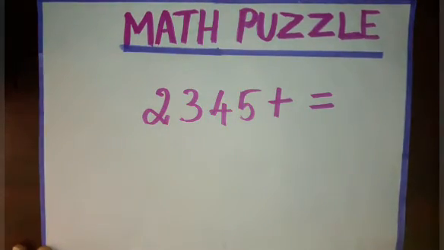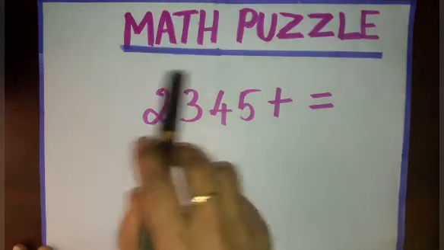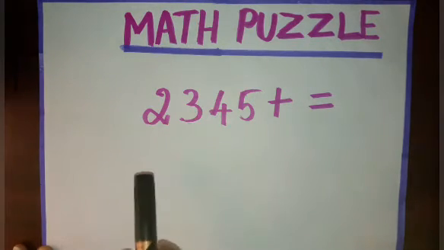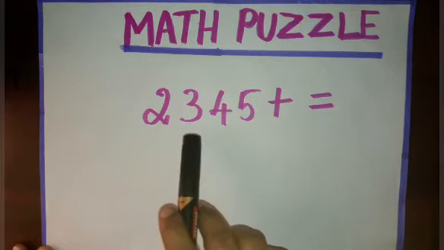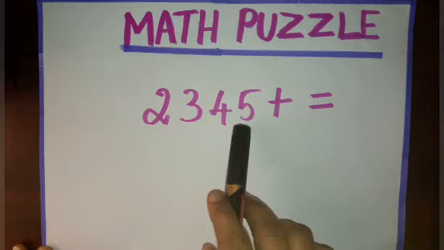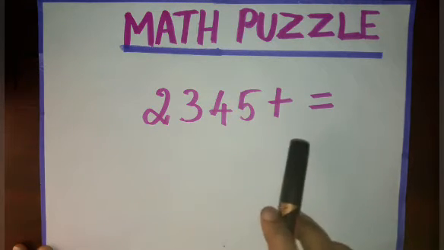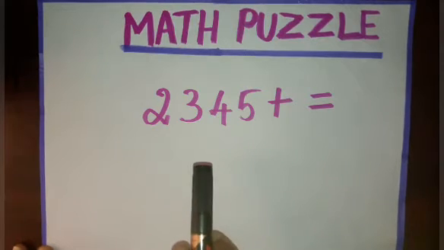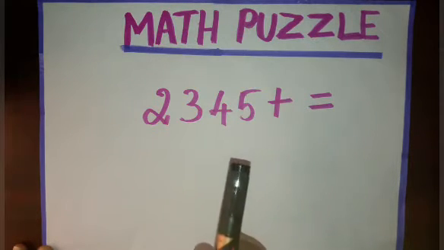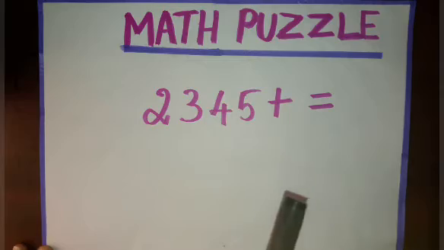Before entering into the topic, we will discuss this puzzle. Use the numbers 2, 3, 4 and 5 and the symbols plus and equal to make a true equation. At the end of the session, we will reveal the answer for this puzzle.